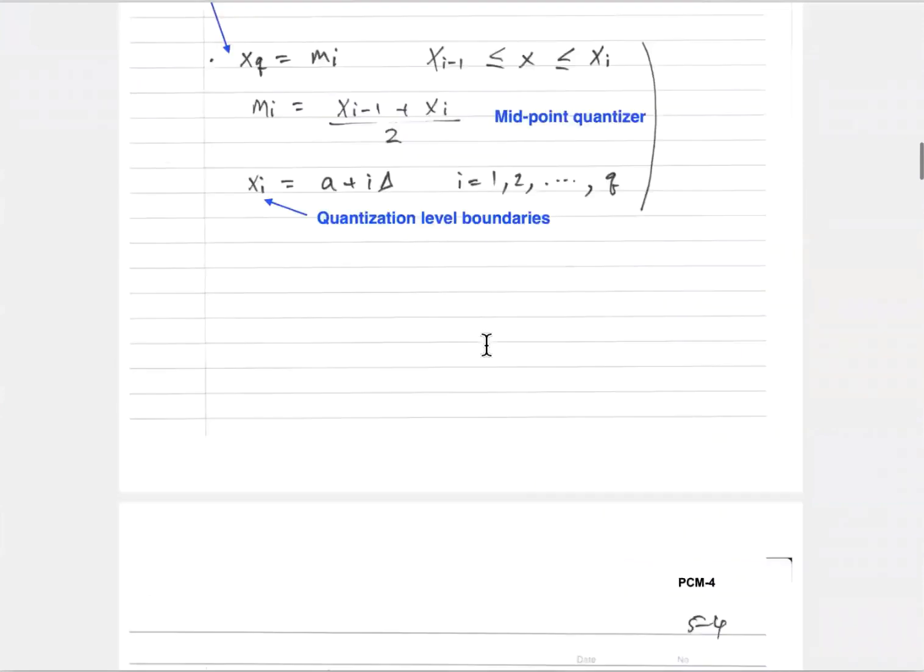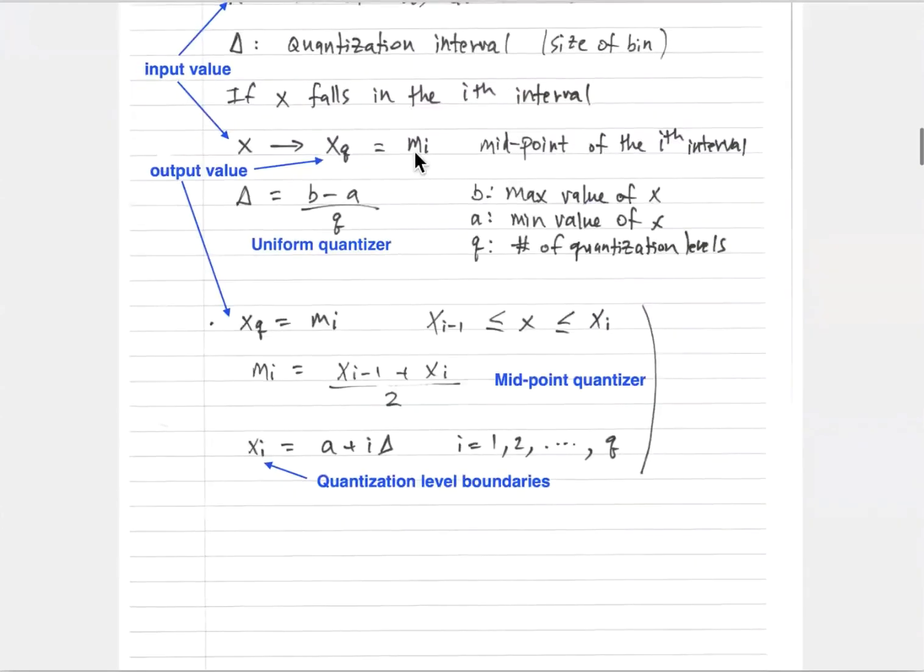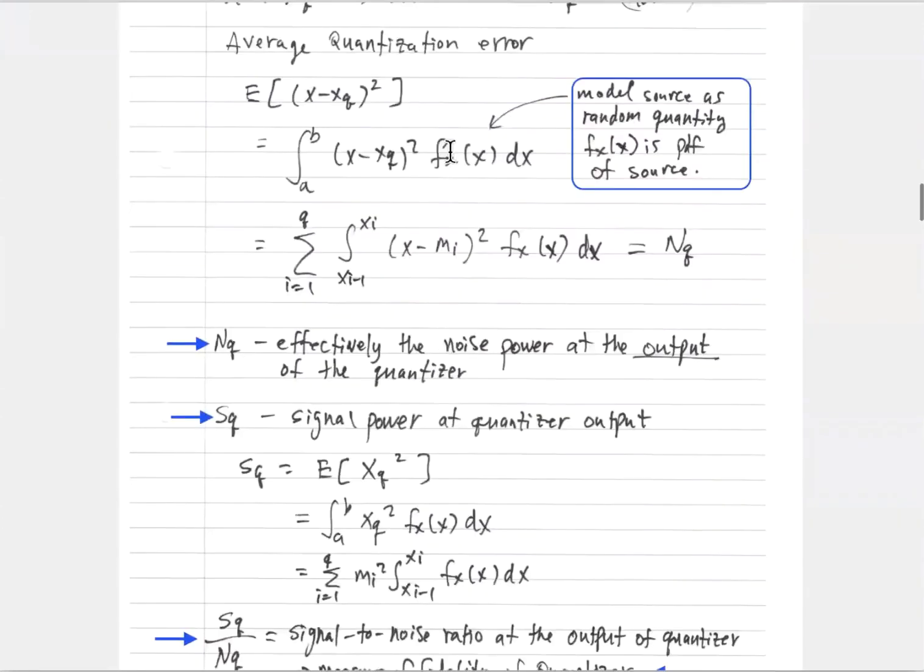So if you go back here, remember we defined all this notation here. I just plug all that in. X minus XQ is just this. Fx of x is this. Now since the integral is a linear operation, the integral from A to B is the same as the integral over all the bins. Right, so that's what this says.